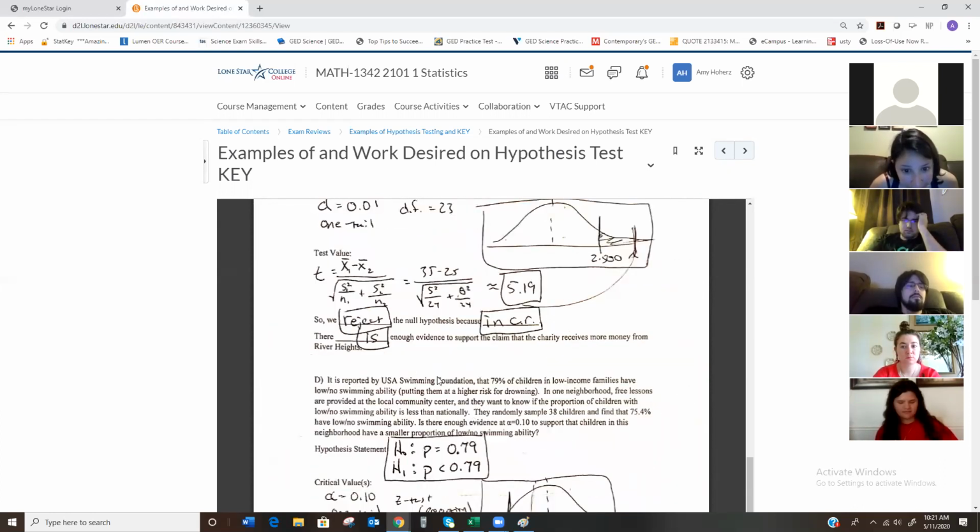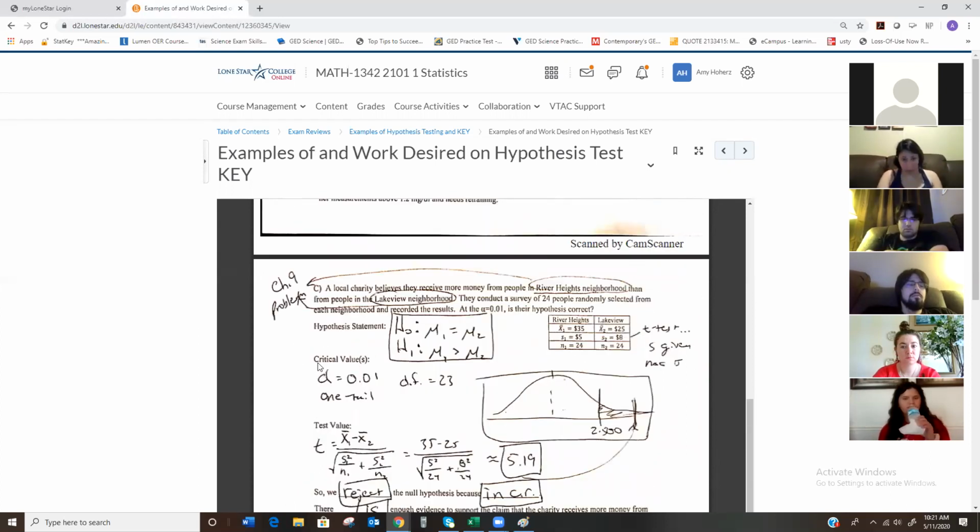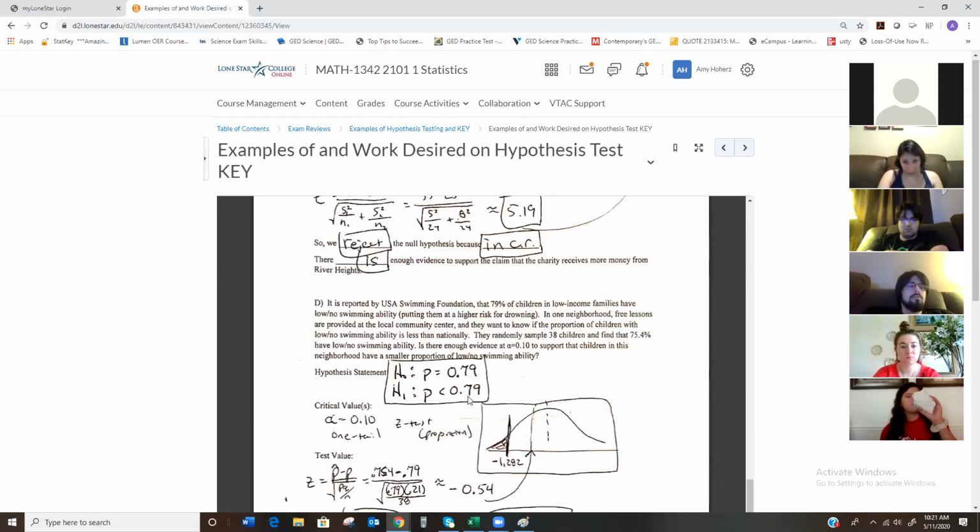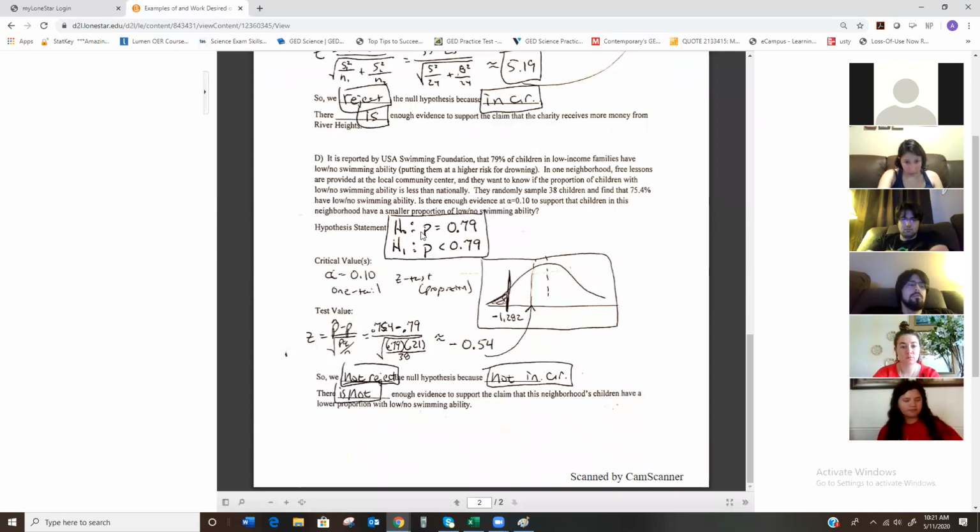So practice those 3 problems. Again, don't worry about this one because that's a chapter 9 problem. But do those other 3 and see if you're getting the right answers. I would do all 3 of them and then go check yourself and see how you did.